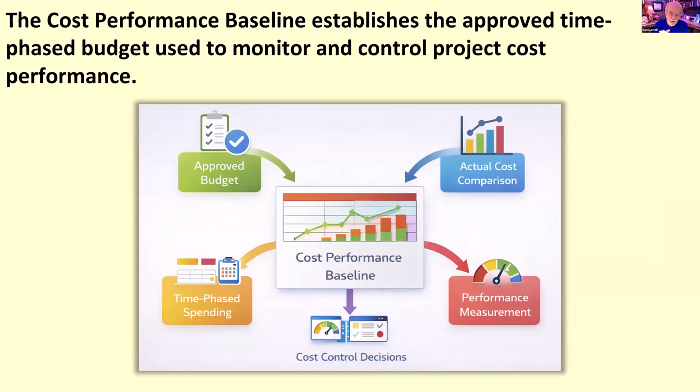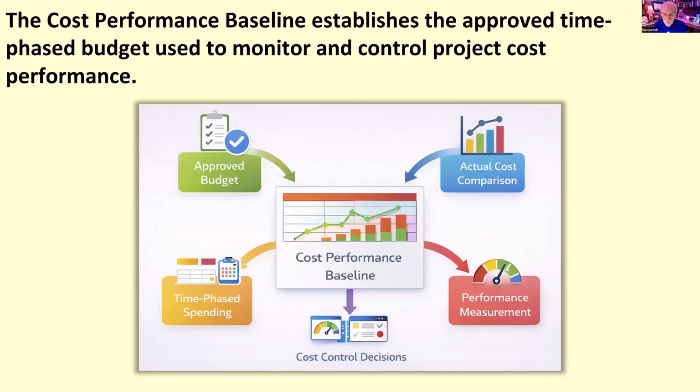The cost performance baseline establishes the approved time-phased budget used to monitor and control project cost performance. Once estimates have been aggregated into the project budget, the next step is to establish the cost performance baseline. This is one of the most important outputs of week 5 budgeting work because it turns the budget into something that can actually be used for project control. So it's one of our 3 baselines that we have. We have the scope baseline, the cost baseline, and the schedule baseline. And we can later merge all those together into something that we call a performance management baseline and use that for monitoring and governance.